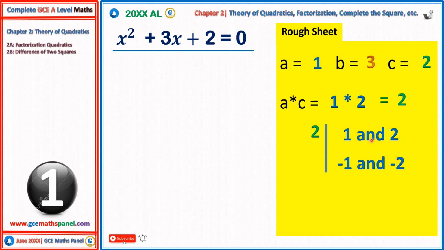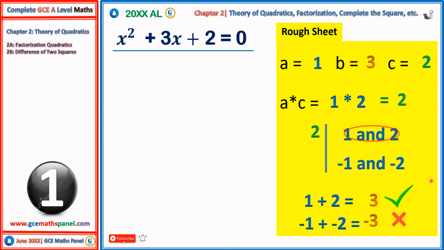The second condition is adding this pair of factors and seeing the one that will give us this middle term, which is plus 3. So when we add the first, we have 1 plus 2 equals 3, and the second, negative 1 plus negative 2 equals negative 3. So our correct pair here is 1 and 2, because our b is equal to plus 3.